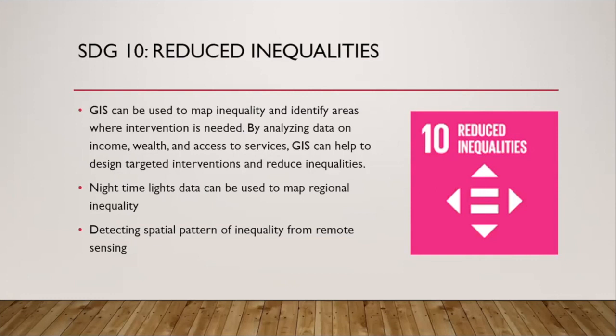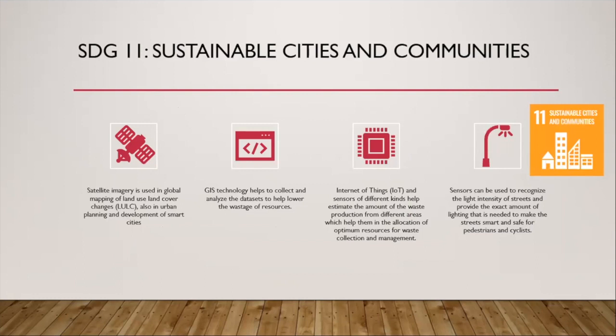by detecting the pattern of inequality from remote sensing data, because remote sensing data is using satellite data, because satellites are able to collect data on everything on Earth, and that includes the nighttime lights that can be used to detect the spatial pattern of inequality. And using that data, stakeholders can make informed decisions on it.